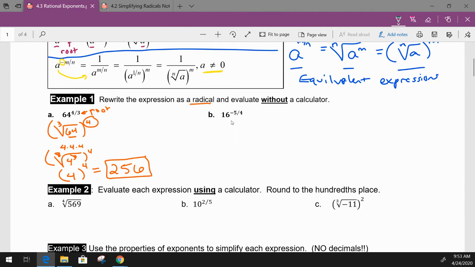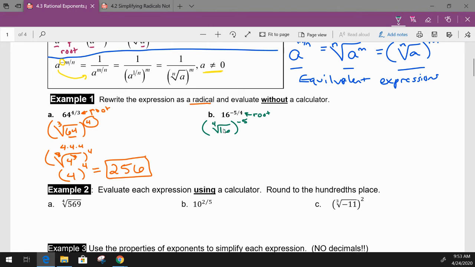Let's say we have another example here with a negative exponent. I'm going to deal with the negative exponent towards the end. I'm going to take care of the root first. So I want to take the fourth root of 16 and then take that to the negative fifth power.